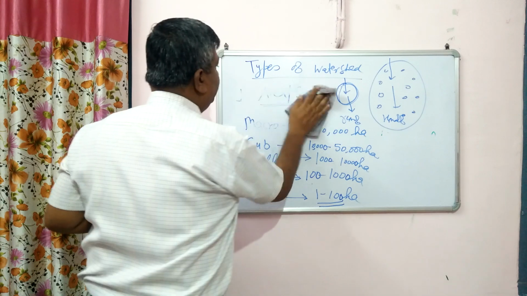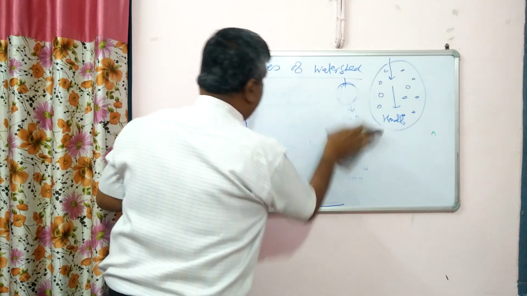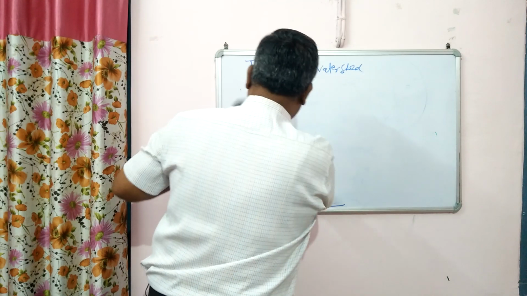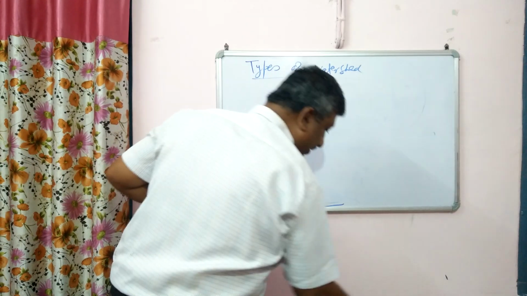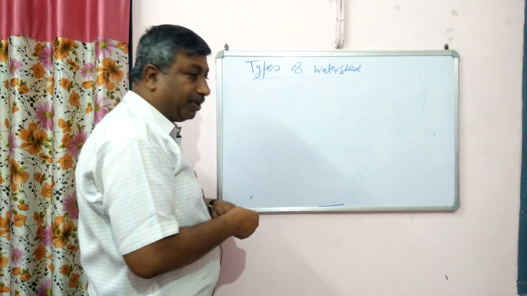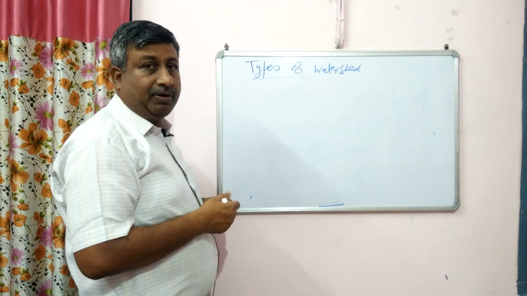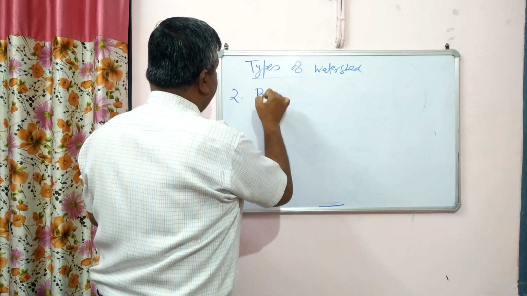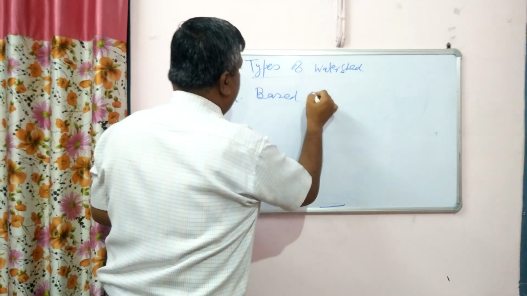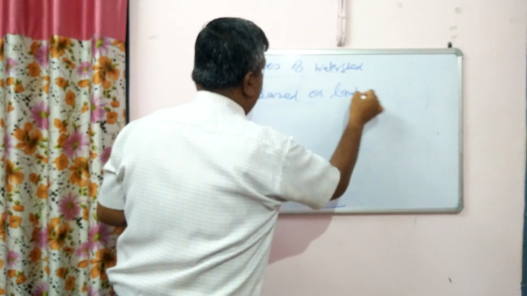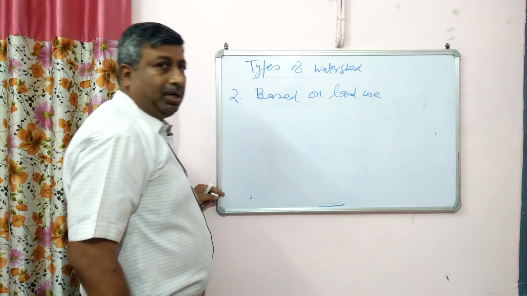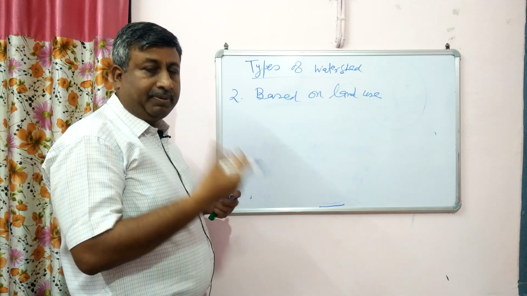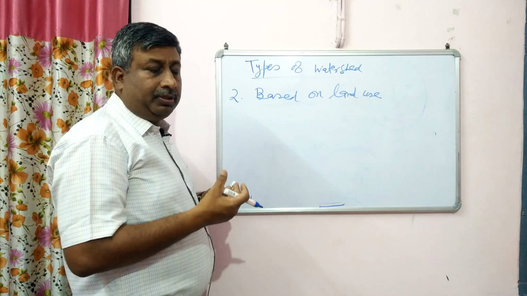Another basis of classification is land use. On the basis of land use means how the area is used for agriculture, for forestry, for crop production, or for building, or for dam. So how the area is used for agriculture production, for urban development, for industry.